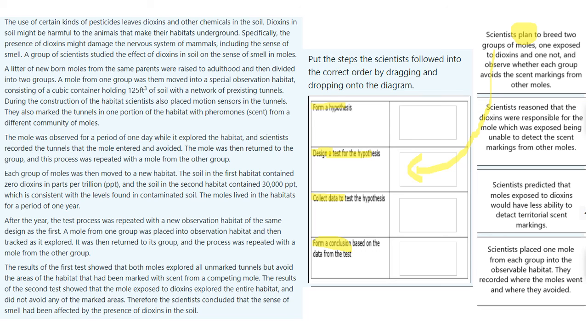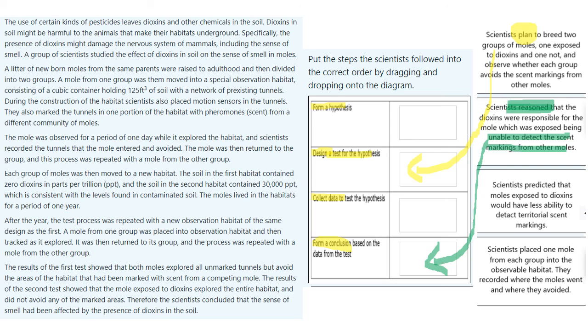Next, scientists reasoned that the dioxins were responsible for the mole which was exposed being unable to detect the scent markings from the other moles. So they reasoned, they analyzed, they made a conclusion. They're trying to explain what they saw. When you're trying to explain what you see, you're trying to draw a conclusion based on the data that you have already collected.